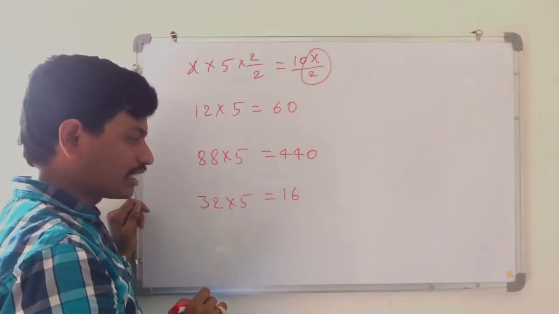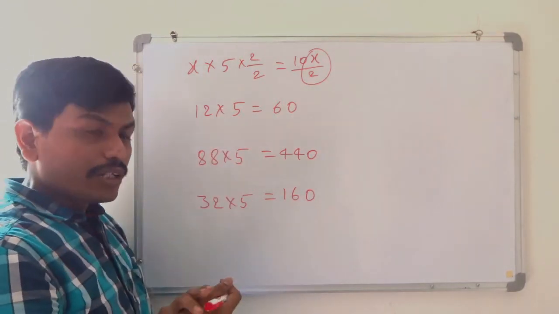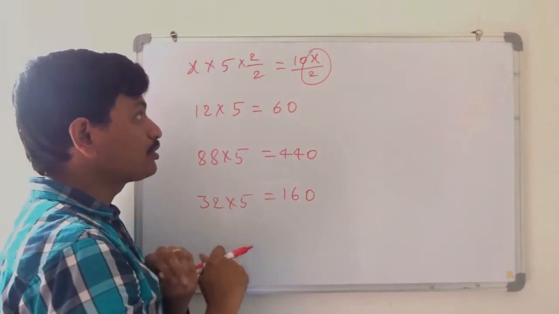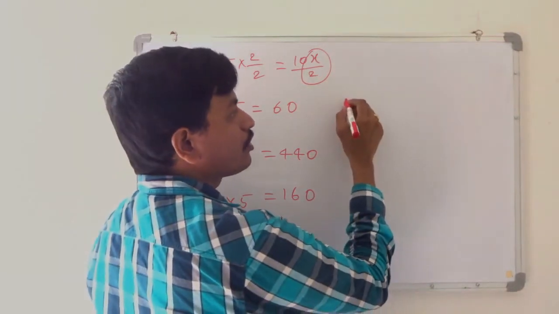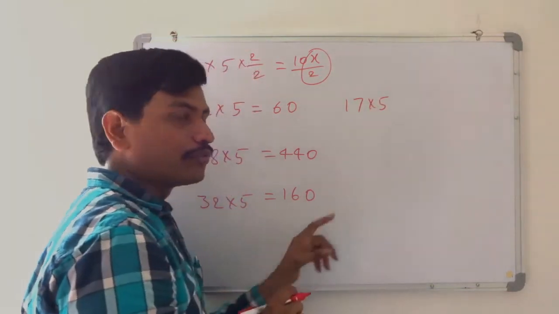6. 16 twos are 32. And last put 0. Like this we can apply. Now if you observe 12, 88, 32 all are even numbers. Suppose these are odd numbers. So I'll take 17 multiplied by 5. What is the half of 17?